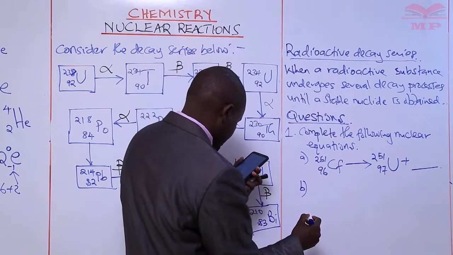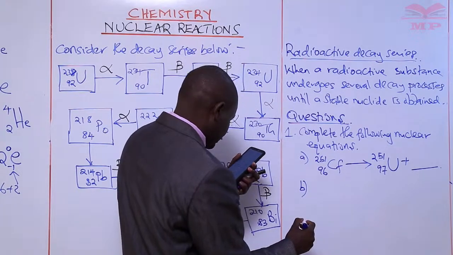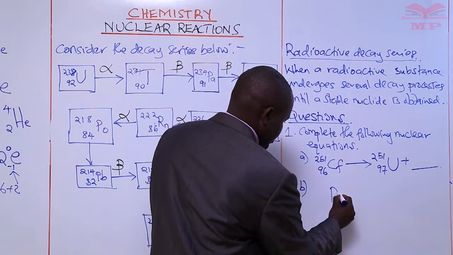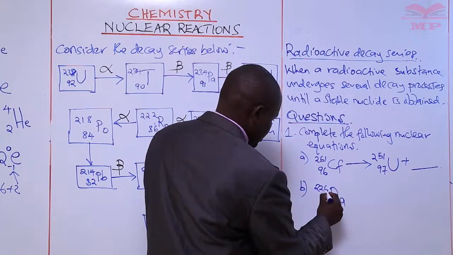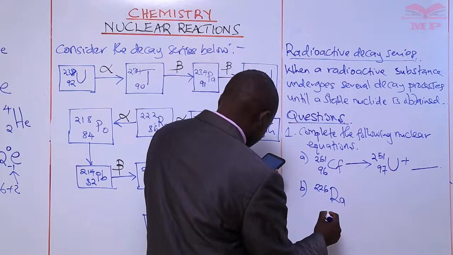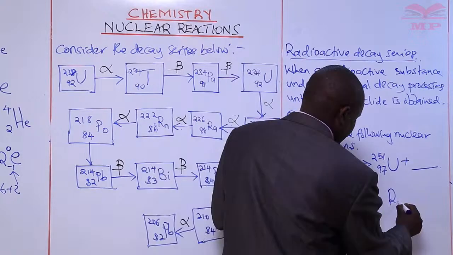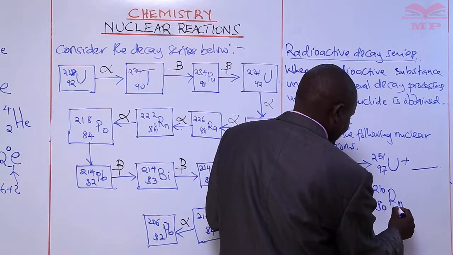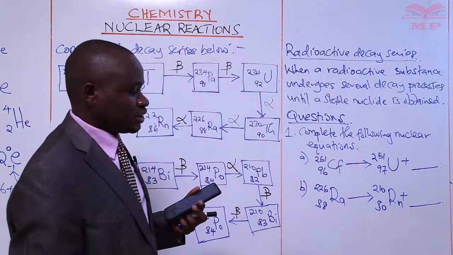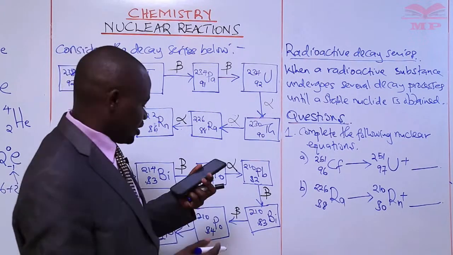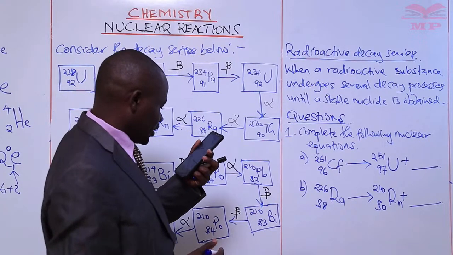Part B. I want you to try this one. Again, this one is decaying. Mass number 226, atomic number 80, to produce a particle whose mass number is 210 and atomic number of 80. Complete and find out the type of particle that is released and how many could they possibly be.